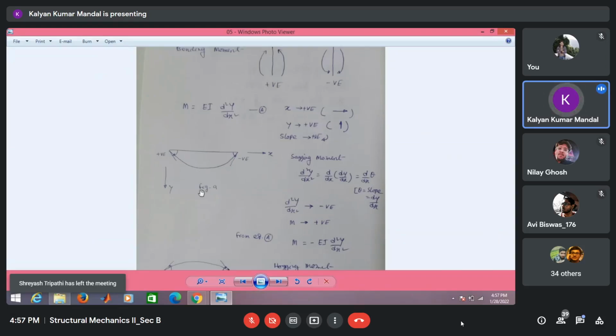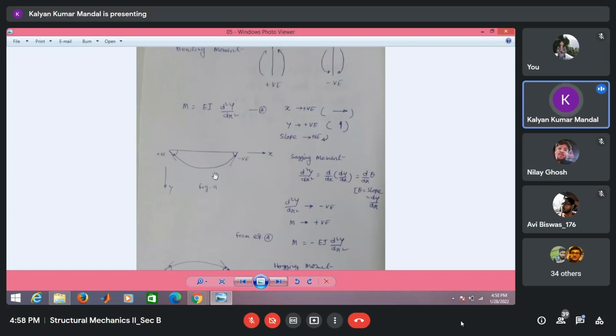Now come to figure number A. At the left-hand side point, the slope is positive, and at the right-hand side point, the slope is negative. That means the change of slope along the positive x-axis is negative. If we move from left to right, the change of slope is negative, that means d2y/dx2 is negative.